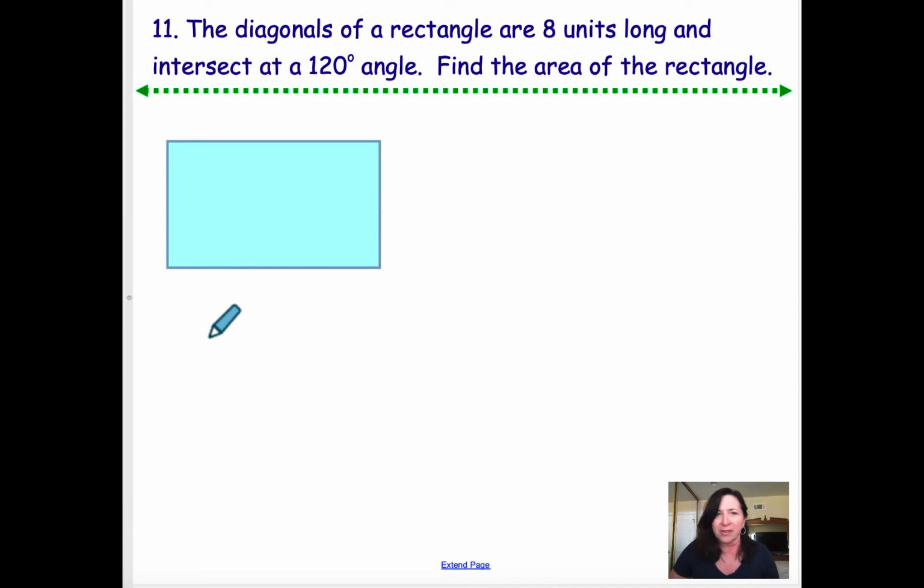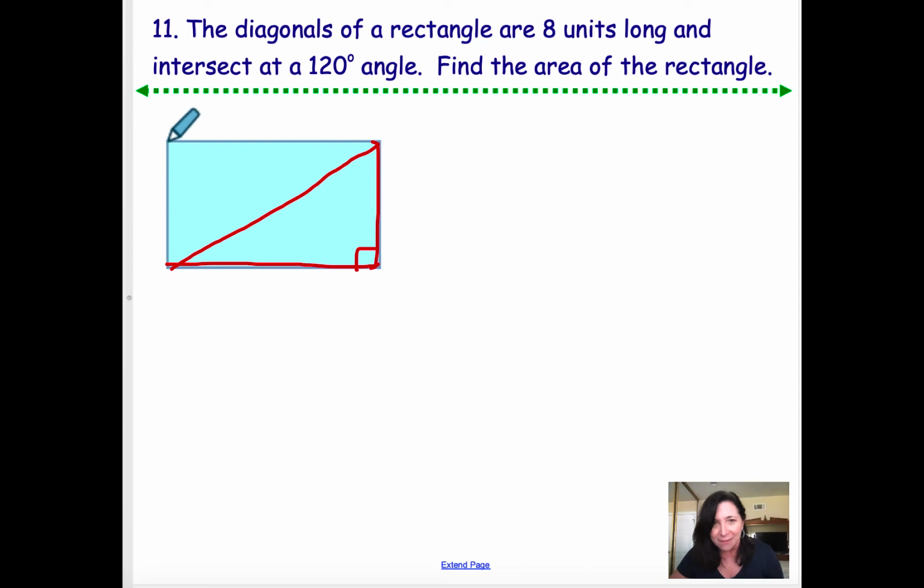For this problem, it says the diagonals of a rectangle are 8 units long. And for a rectangle, by the way, diagonals are congruent. And okay, so we have this right angle right here, and base for this rectangle, diagonals are 8, and they intersect at a 120-degree angle. That is super cool.